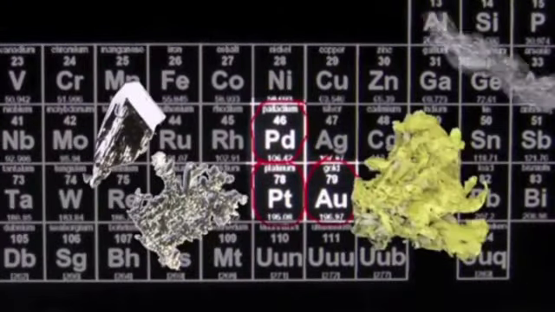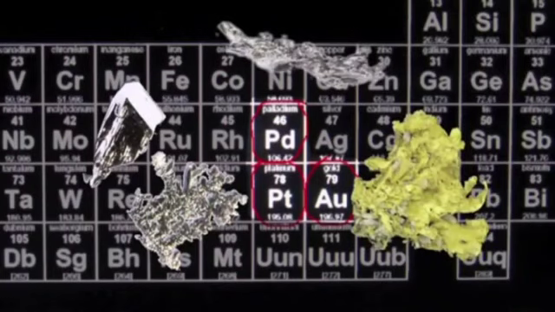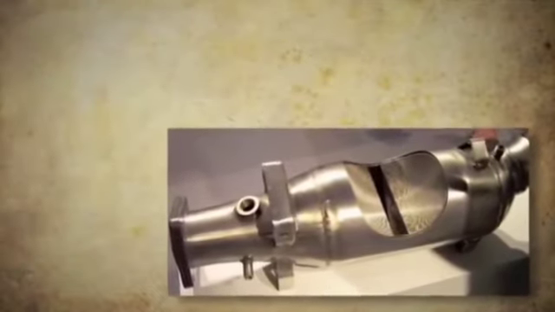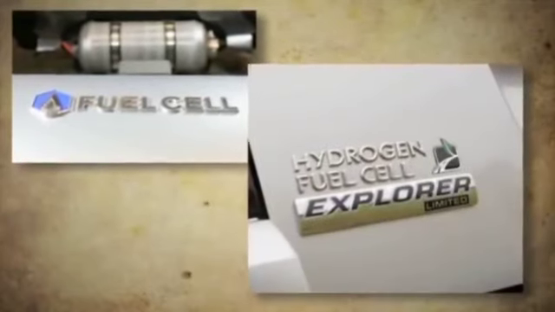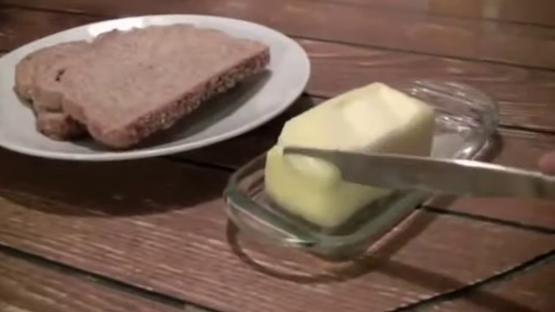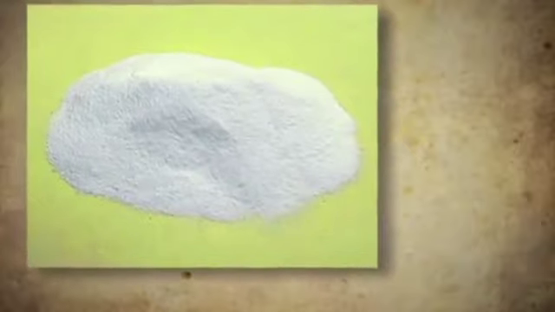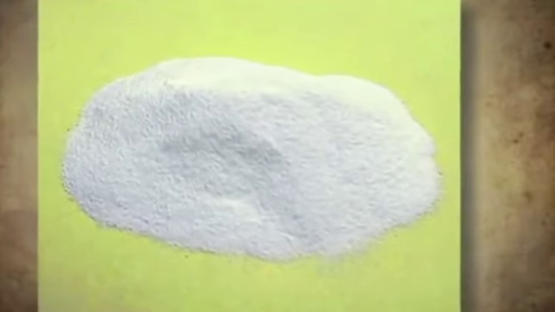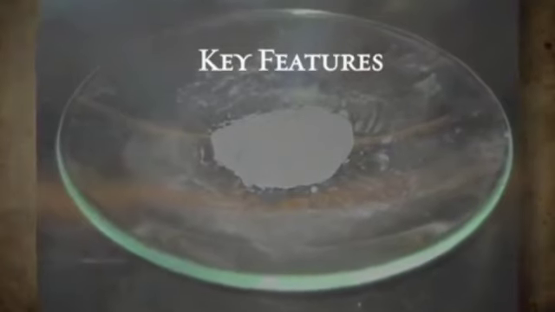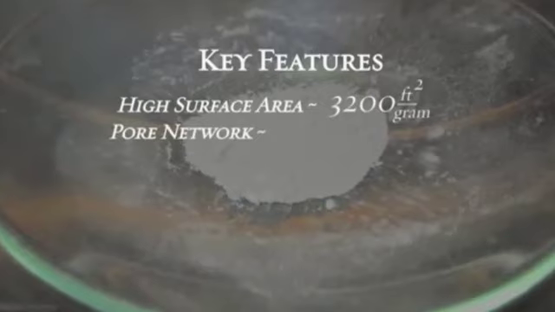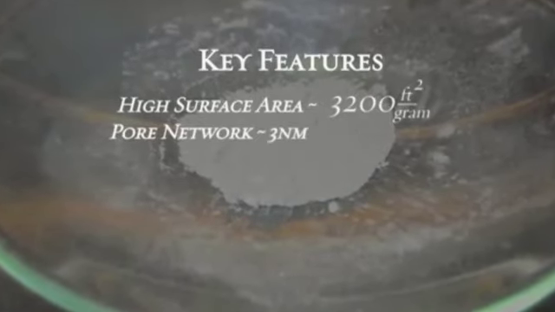These expensive noble metal catalysts are not only used in the production of gasoline, they're also used in the catalytic converters of our cars to help them burn cleaner, in newer clean energy sources such as hydrogen fuel cells, in the manufacturing of foods such as margarine, and in the creation of life-saving medicines. The Woodfield Boreo Goats Research Group has previously discovered how to make a porous aluminum oxide powder that shows great promise as a support for these catalysts. The key features of this support are the high surface area of about 3,200 square feet per gram and a network of approximately 3 nanometer-sized pores throughout the powder.